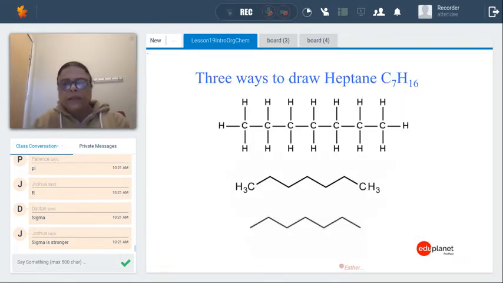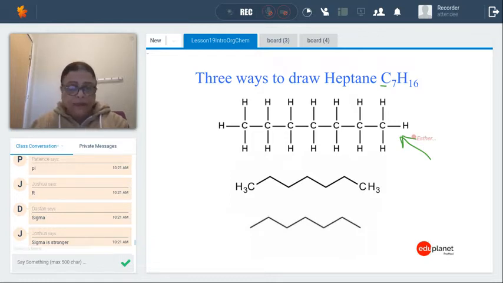Okay? We move now to talk about 3 ways to draw heptane. Heptane is a molecule that has 7 carbons and 16 hydrogens. I can draw it like this, showing all the carbons and all the hydrogens. Do you know how much time it takes to do this?